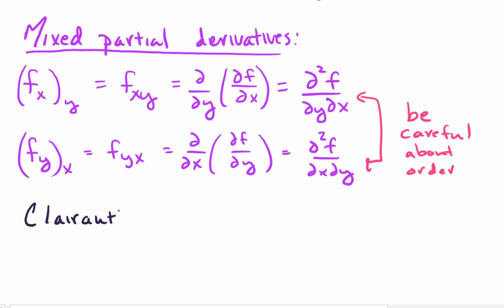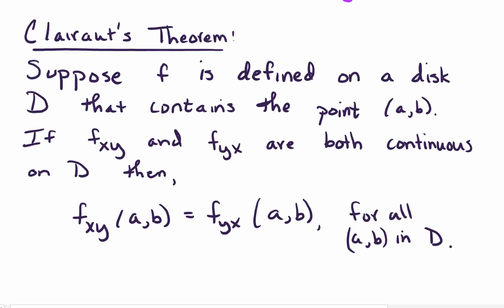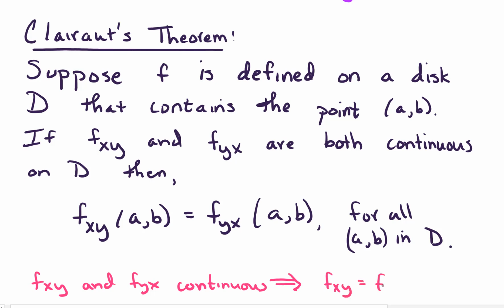Clairaut's Theorem tells us when the mixed partial derivatives are equal. Okay, so here's what Clairaut's Theorem says. It says suppose f is defined on a disk D that contains the point (a, b). If the mixed partial derivatives are both continuous, like you do them in both orders and they're both continuous on D, then the mixed partial derivatives are equal. In other words, it didn't matter which way you computed them. So, if you wanted to sum that up, you could say, if the mixed partials are continuous, then the mixed partials are equal.